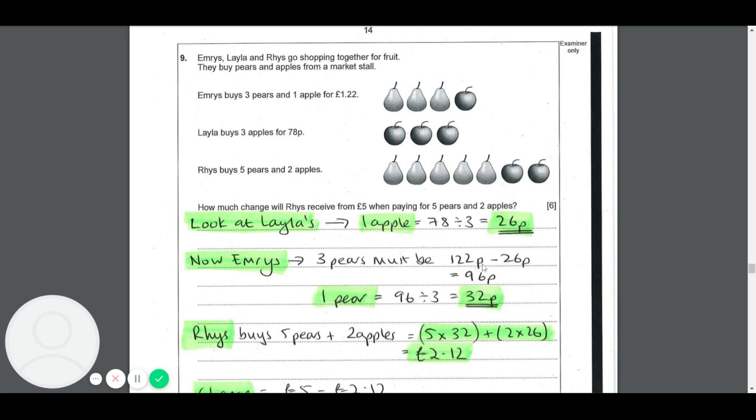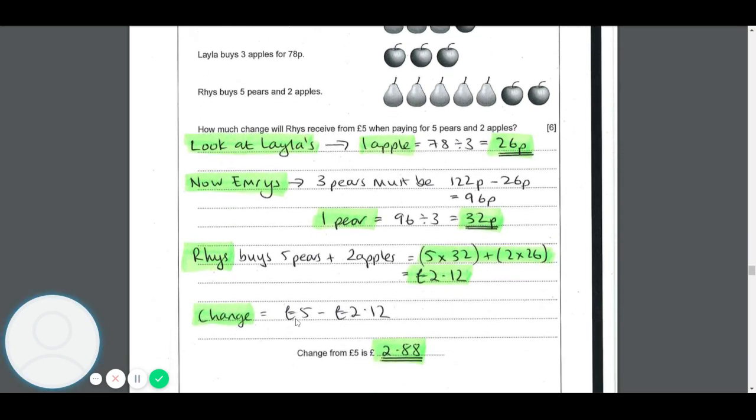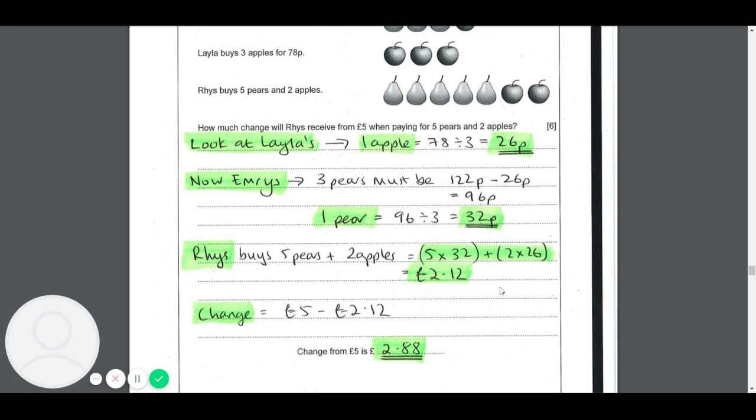So now we know the cost of a pear and an apple. You can do 5 times the cost of a pear, add 2 times the cost of an apple, and you're going to get £2.12 is his bill. Subtract it from the £5 he pays with, he's going to get £2.88. 6 marks there. There's lots of places it could go wrong, so even though it's not an OCW question, it's important to show some workings there, because if you go wrong at some point and show loads of workings, you might get 5 marks. If you go wrong and don't show much workings, you might get nothing at all. It's a big difference.